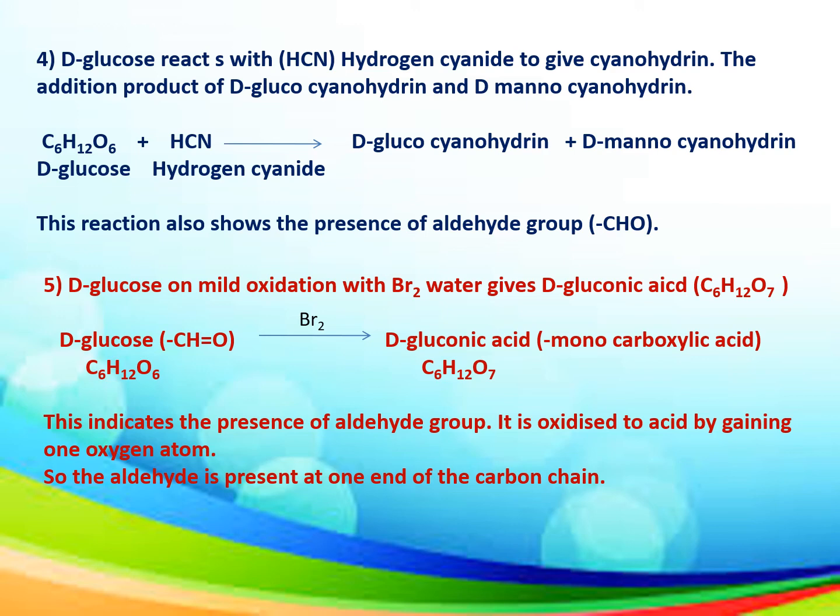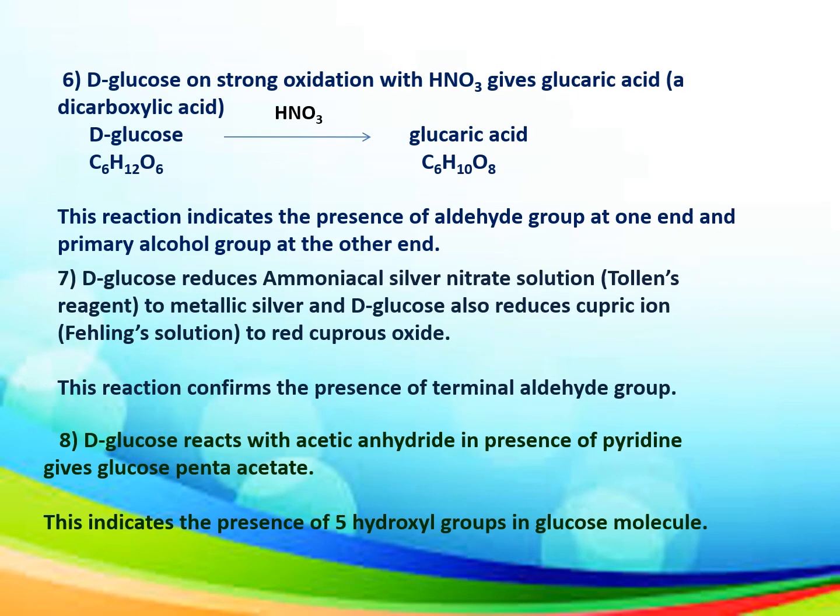C6H12O7. D-glucose reacts with bromine water to give D-gluconic acid, a monocarboxylic acid, that is only one oxygen is added at this position. This indicates the presence of an aldehyde group. It is oxidized to acid by gaining only one oxygen atom. So the aldehyde is present at one end of the carbon chain. We can conclude like this. D-glucose on strong oxidation with nitric acid gives glucaric acid, a dicarboxylic acid.